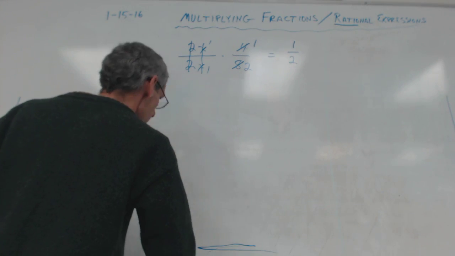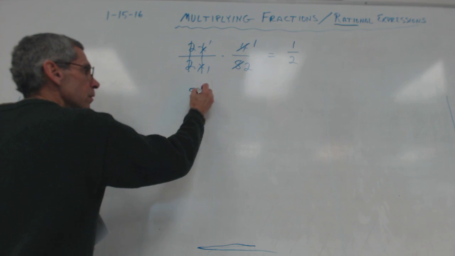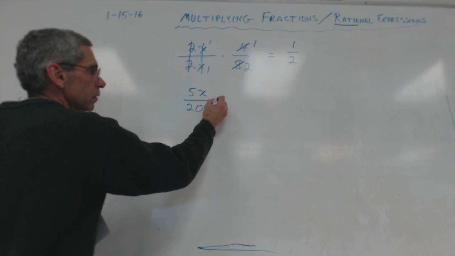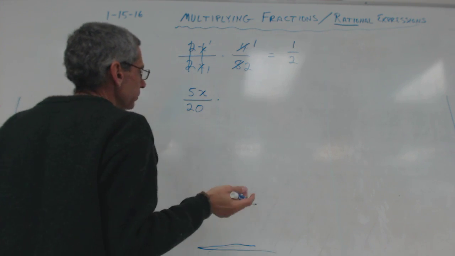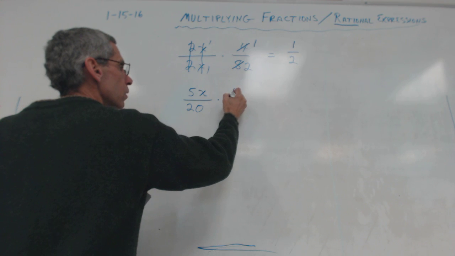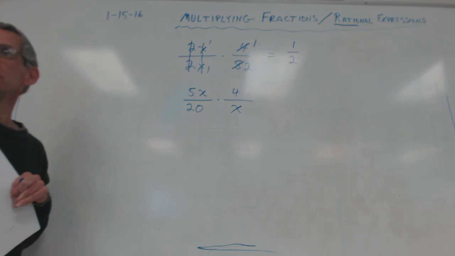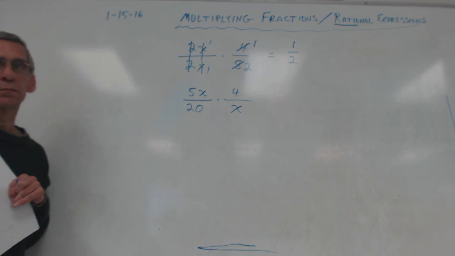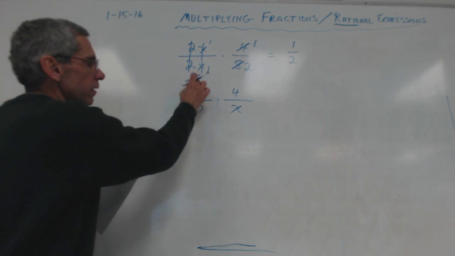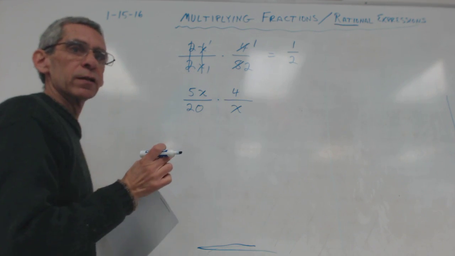Okay. All right, so let's try another one. Let's say I did 5x over 20 times, let's see, how about 4 over x? X goes into upstairs, downstairs. You can factor out this way, or you can factor out this way. You could reduce, is what I mean, right?